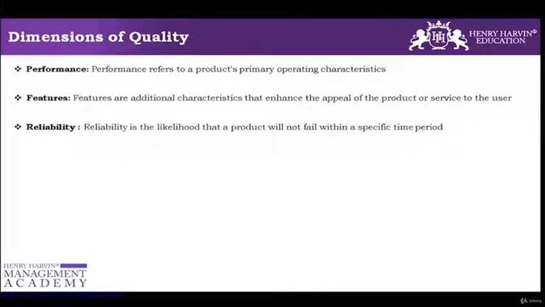Reliability, for example, if you go and buy an air conditioner, Whirlpool or Hitachi, you as a customer would also want to ensure how long it's going to survive. So durability and reliability are really important. The life of the product.